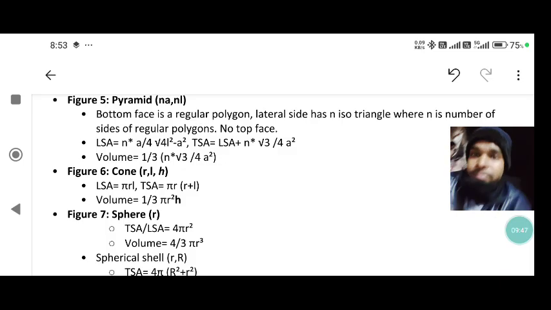So in a pyramid, the lateral sides are isosceles triangles, and it has n isosceles triangles on the lateral sides, whereas the base has n number of equilateral triangles. That's okay.